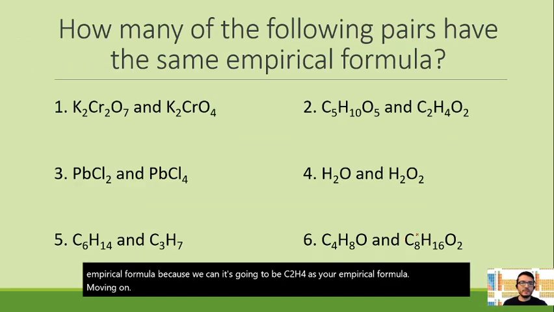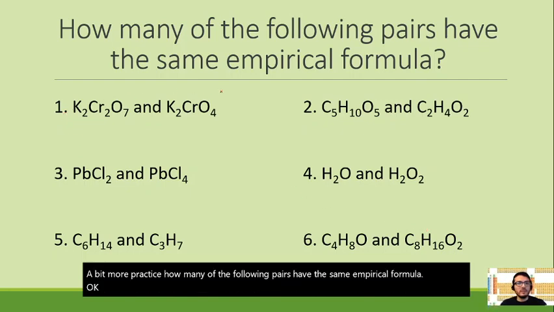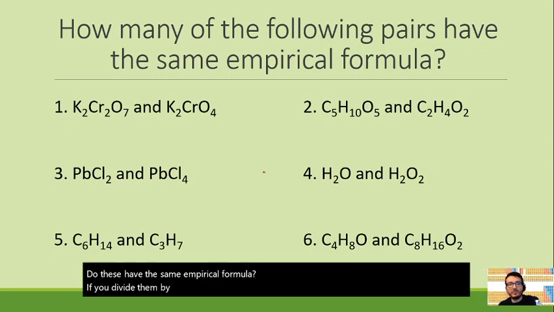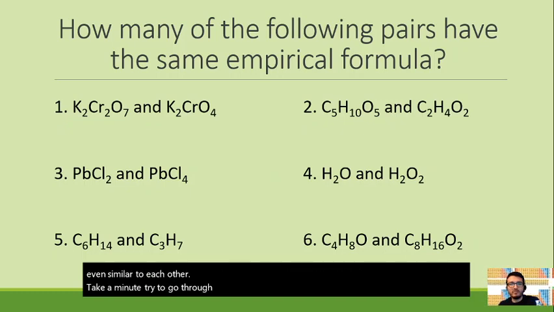A bit more practice. How many of the following pairs have the same empirical formula? Okay, so analyze K2Cr2O7, K2CrO4. Do these have the same empirical formula? If you divide them by the same number, do they have the same empirical formula, or are they even similar to each other? Okay, take a minute, try to go through these, do them yourself, pause the video, and in a moment I'll show you the answers.